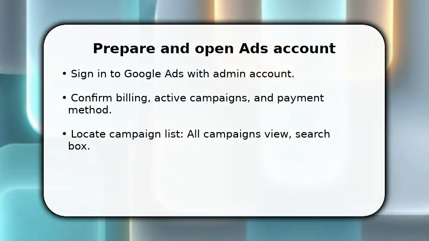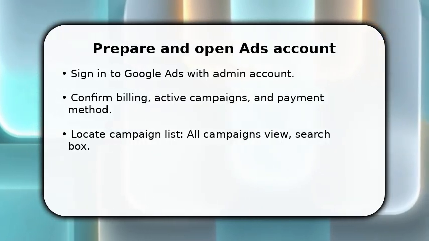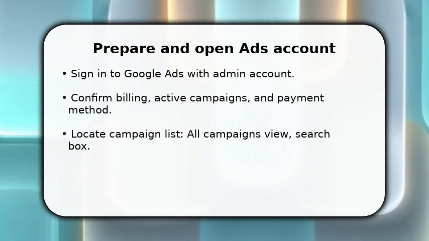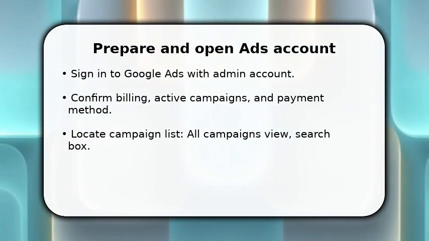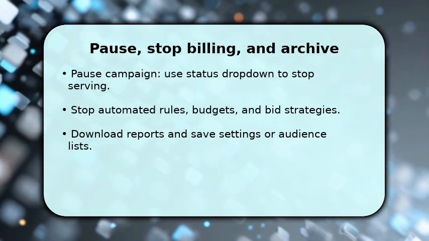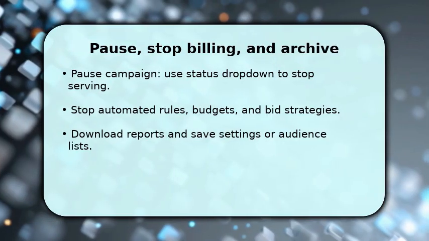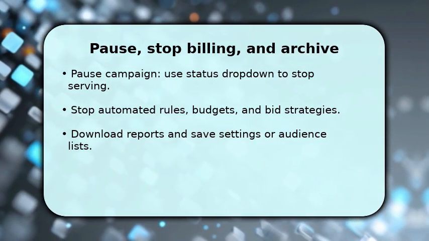Once you've selected the right campaign, proceed directly to the campaign settings to begin cancellation steps. Next, pause the campaign immediately to stop ad serving. Select the campaign and change status to paused so no further impressions occur. Then disable automated rules, scheduled promotions, and shared budgets to prevent accidental reactivation.